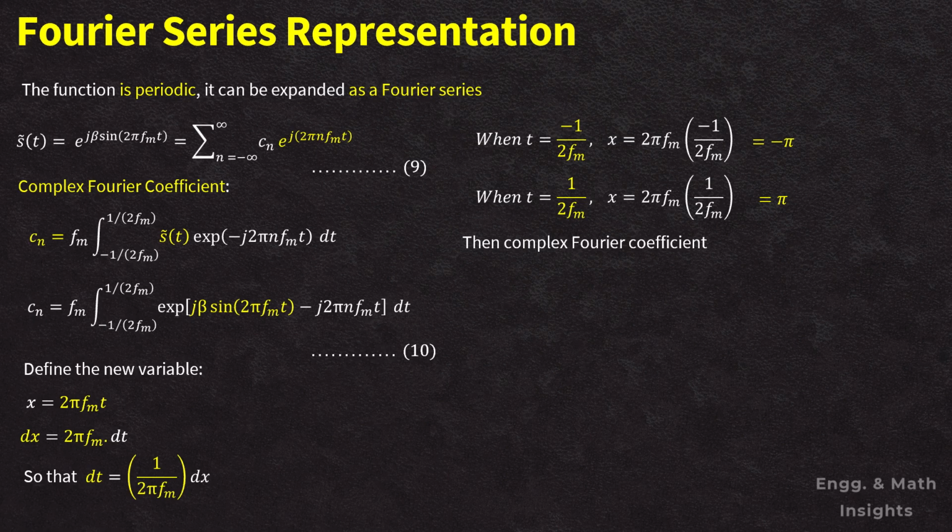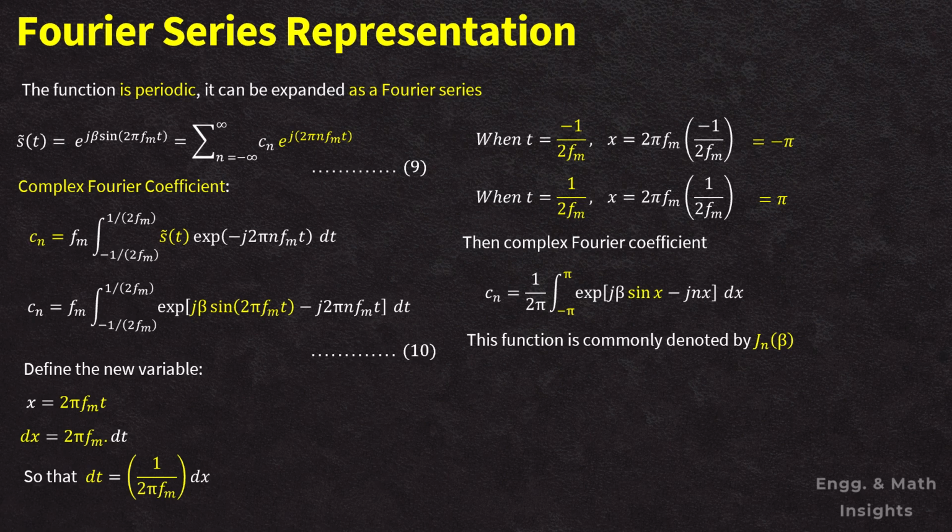we can redefine the complex Fourier coefficient as cn is equal to 1 by 2 pi integration from minus pi to pi e to the power j beta sine x minus j n x into dx. The integral on the right hand side is referred to as the nth order Bessel function of the first kind and argument beta. This function is commonly defined by the symbol Jn(beta). So the integral known as the nth order Bessel function of the first kind can be given by Jn(beta) is equal to 1 by 2 pi integration from minus pi to pi e to the power j beta sine x minus j n x into dx.